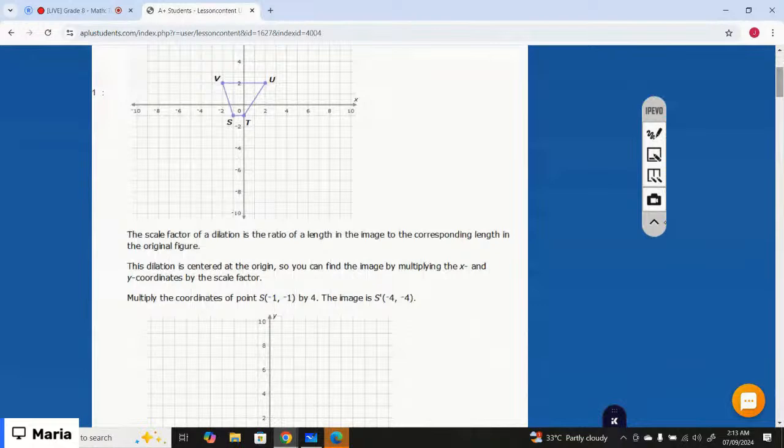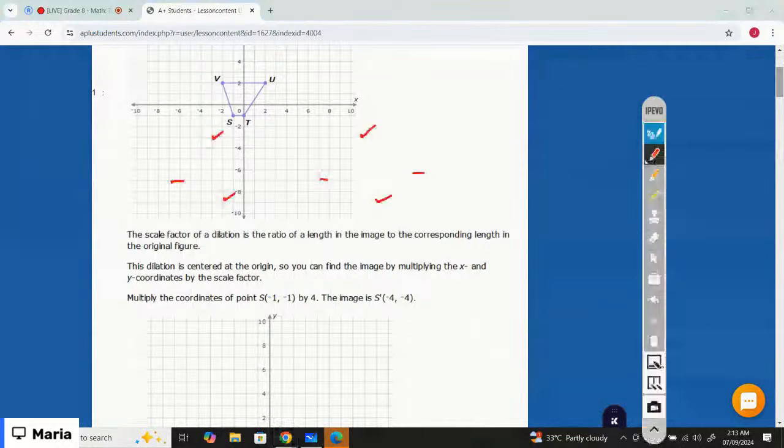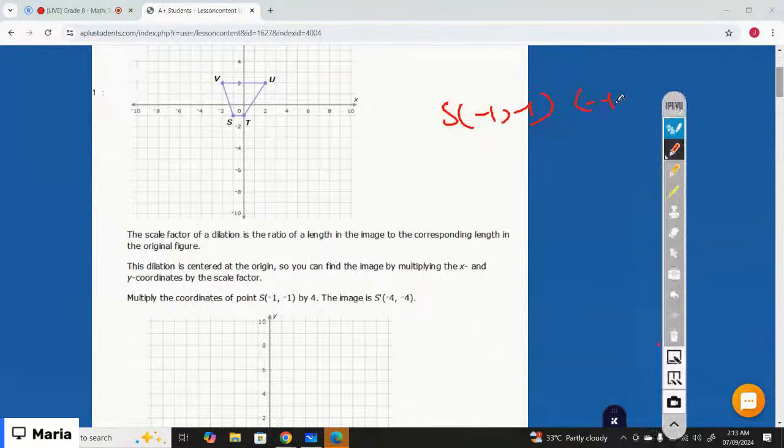So start with the first point S. S has the coordinates negative 1, negative 1, right? You need to multiply them by 4 because the dilation factor is 4. So they are negative 4 and negative 4. In the same way, you have to calculate the coordinates of T, U, and V. The coordinates for T are 0 and negative 1. So that would be 0 and negative 4, right?